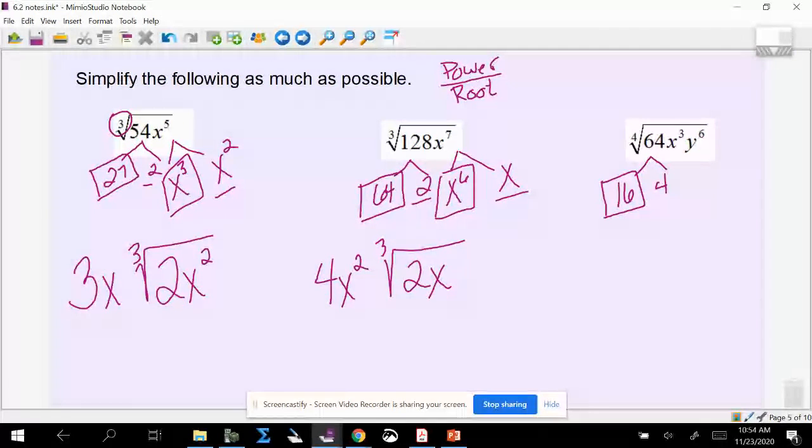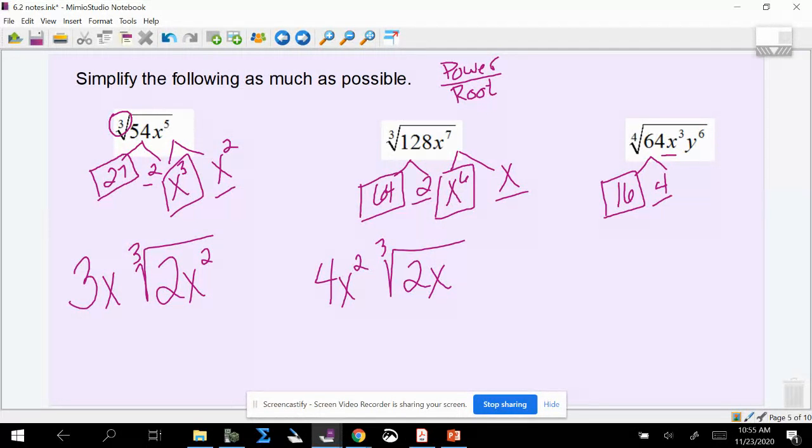x to the third. Here's the deal with x to the third. It is not perfect because 3 divided by 4 is not divisible. But the problem is it's actually too small. There aren't enough x's to be able to divide evenly. So this is going to be permanently stuck under the radical.